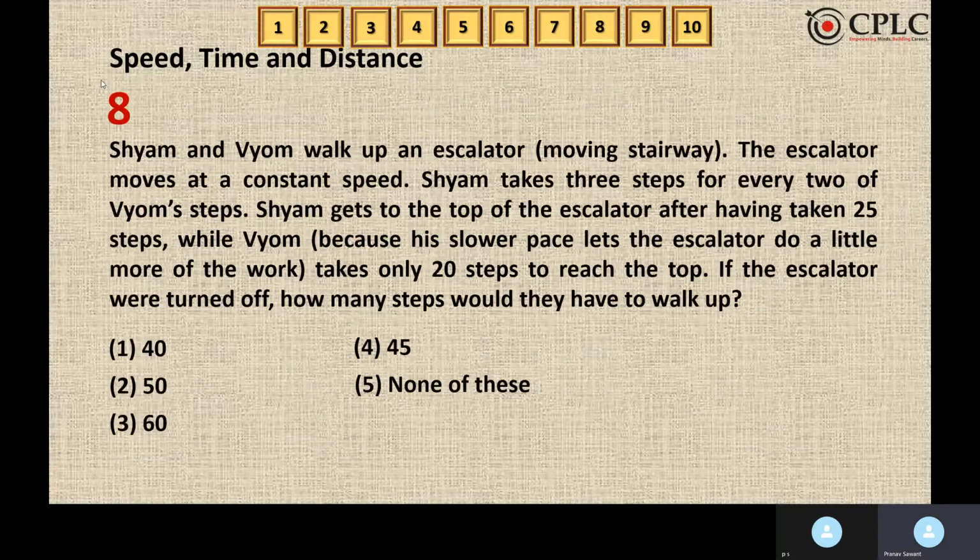Moving to the next question. Sham and Vyom walk up an escalator. The escalator moves at a constant speed. Sham takes 3 steps for every 2 of Vyom's steps. Sham gets to the top of the escalator after having taken 25 steps, while Vyom, because his slower pace lets the escalator do a little more of the work, takes only 20 steps to reach the top. If the escalator were turned off, how many steps would they have to walk up?